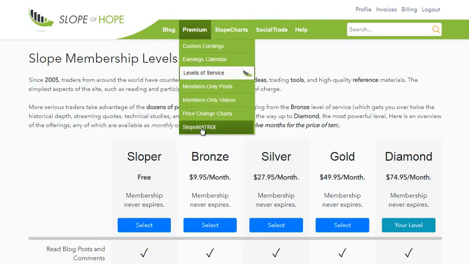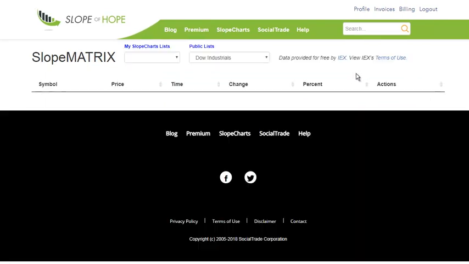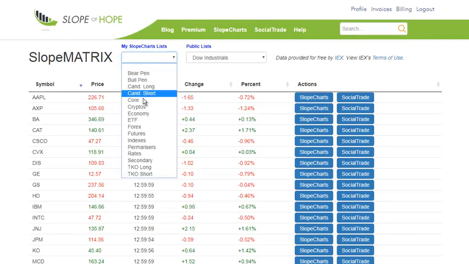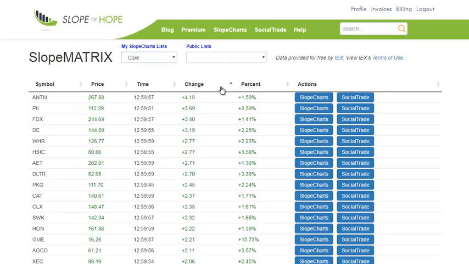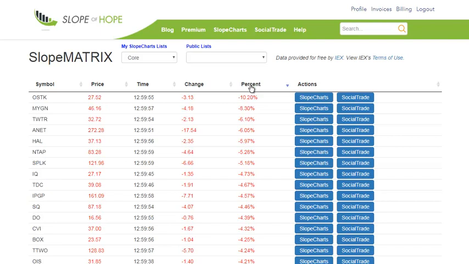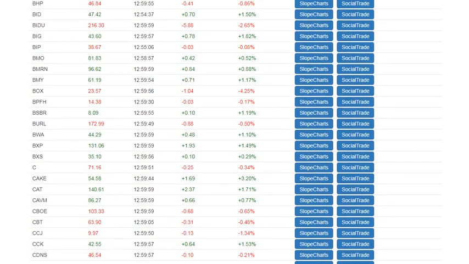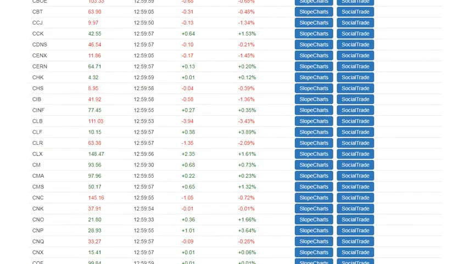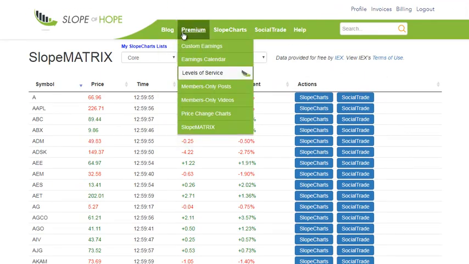I promised Slope Matrix. I'm recording this during non-market hours, so it's not really going to be very interesting and flash and update and so forth. But what this product essentially does is take your watch lists and present them and update them, and you can sort based upon dollar change, percentage change, and so on. This is my core list right here. As I say, we're not live at the moment, so they would normally be flashing like a Christmas tree. But if you want to follow your quotes on your watch list closely, this is the way to do it.